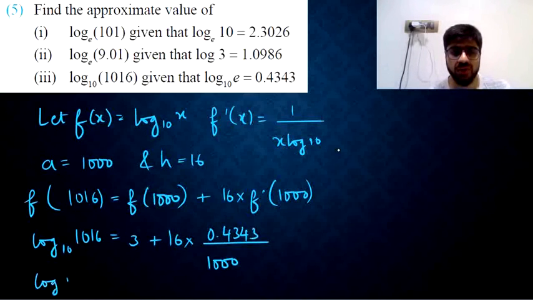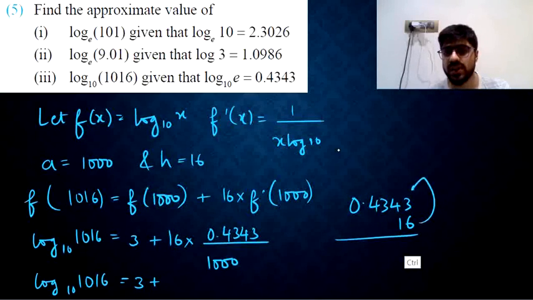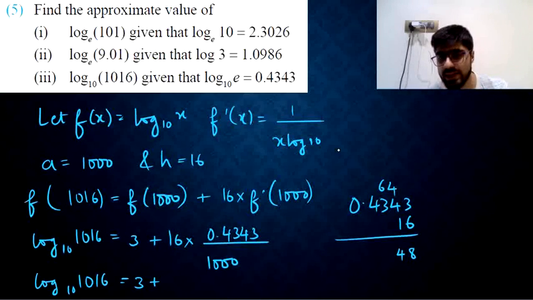Okay, so log of 1016 to the base 10, this will be 3 plus, multiply this with 16, so you have 0.4343, multiply that with 16, so 16 into 3, that's 48, carry 4, 16 into 4 is 64, plus 4 giving you 68, carry 6, 16 into 3, that's 48, and 6 giving you 54, carry 5, and 16 into 4 is 64, plus 5 giving you 69, and the decimal is going to come after 4 places, so that's 6.9448, and that thing has to be divided by 1000.